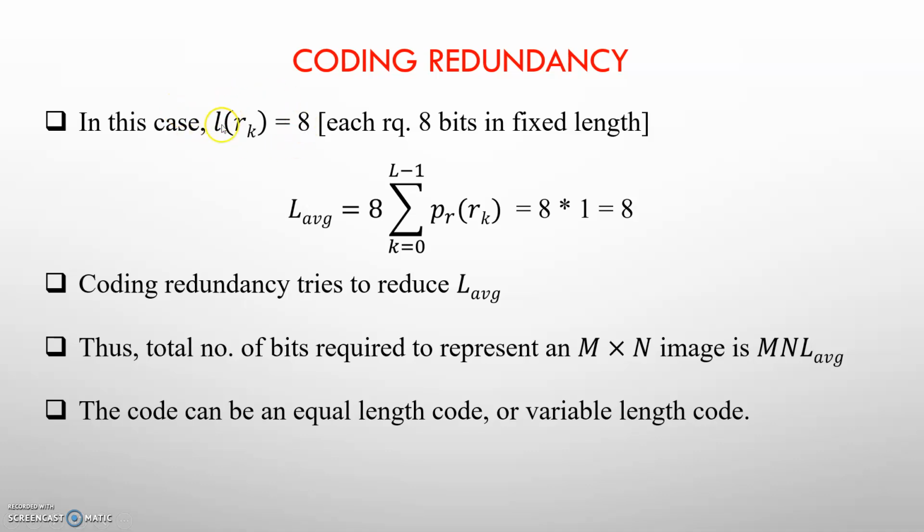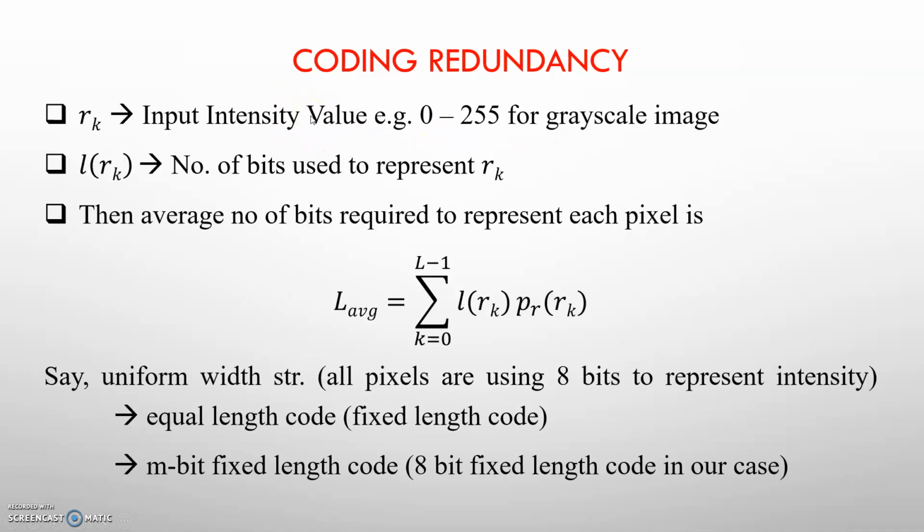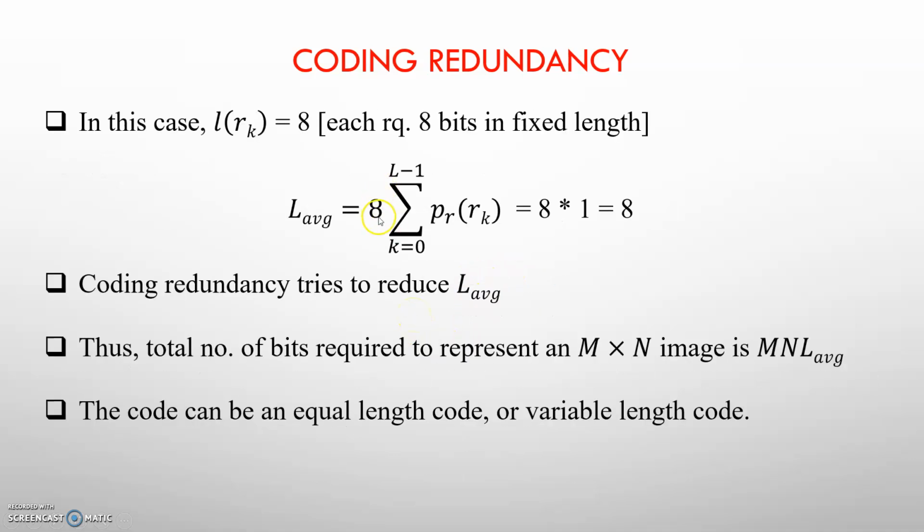So now let us try to calculate what is L average in our case. So L(rk) is nothing but the number of bits required to represent rk. Each one requires 8 bits, so L(rk) is going to be 8. Since it is a constant, it will come out of the summation. So here I have written 8, and then the summation of probability from 0 to 255. Definitely the summation of probability is going to be 1. So it's 8 into 1. This is 8. So that is how I calculate L average.